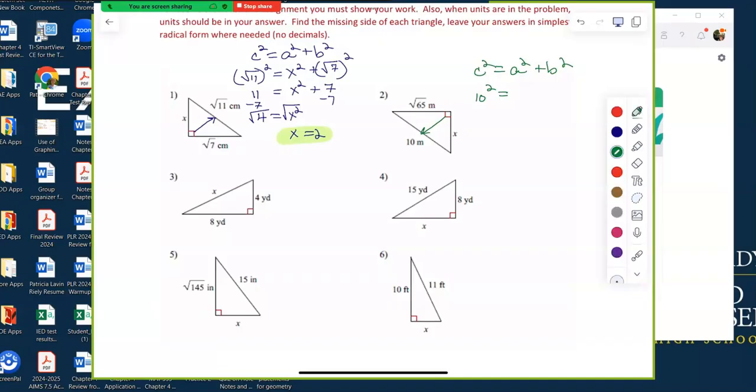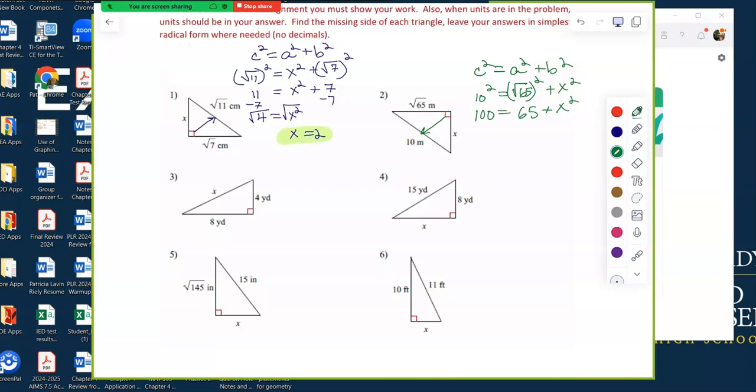Sorry. Let me move this someplace. Okay, so I have 10 squared equals radical 65, and you're going to square that. You don't have 65, you have radical 65, and then square your x. 10 squared is 100. Radical 65 squared is 65, plus you have x squared.